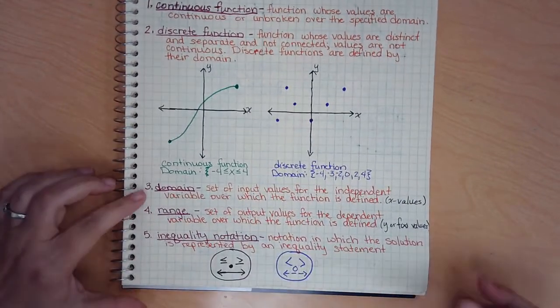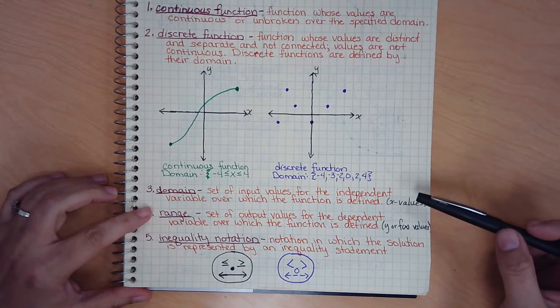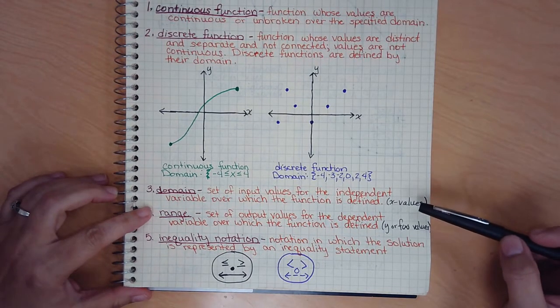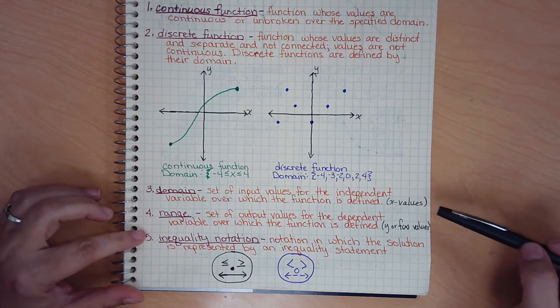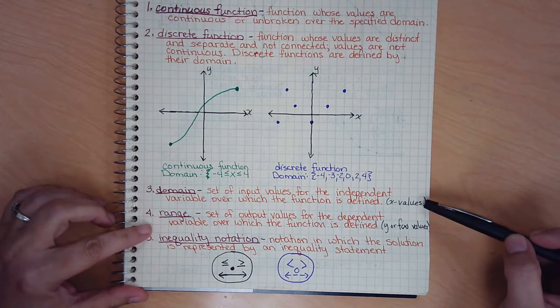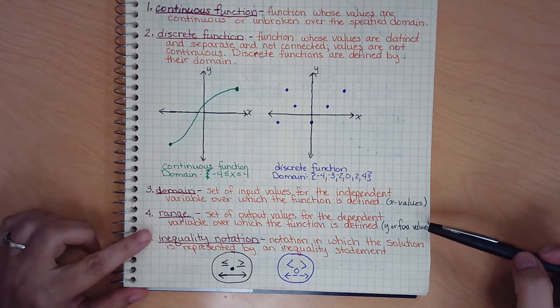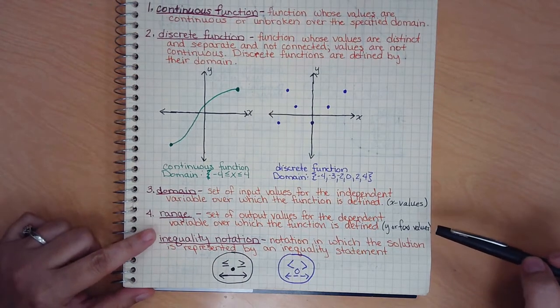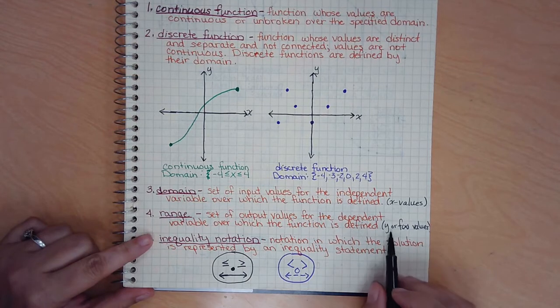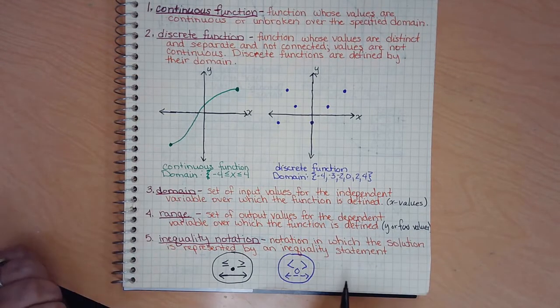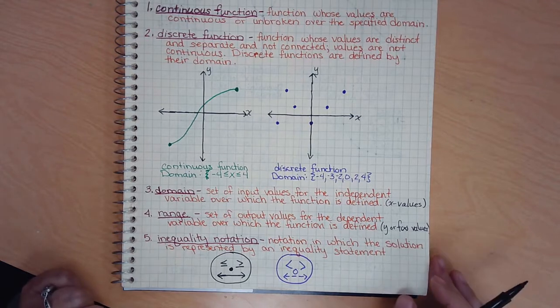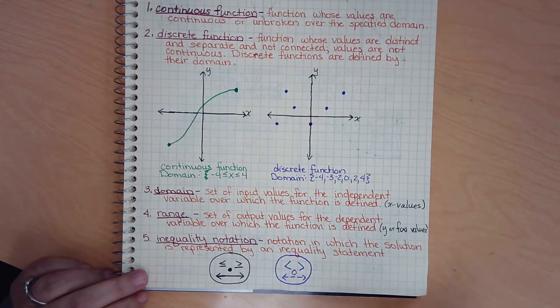Domain is the set of input values for the independent variable, that's the x-axis, over which the function is defined. So all the x values are in the domain. The range is the set of output values for the dependent variable over which the function is defined. So we define that as either y, or now we can call them f of x values. Inequality notation is notation in which the solution is represented by an inequality statement.